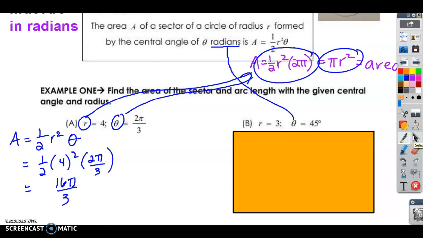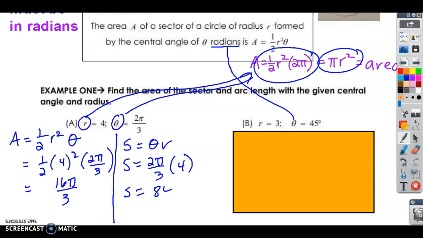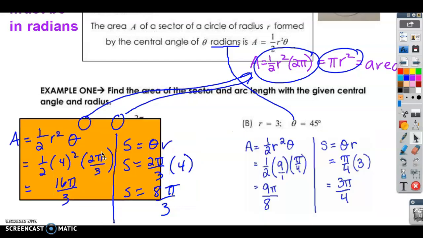Okay, so we've got one more thing to do here. We found the area. Now we're going to find the arc length, which is theta times r. So that's 2 pi over 3 times 4. So that should be 8 pi over 3. And if you are having trouble multiplying fractions, you need to get on that because that should be pretty natural by now. All right, so for B, we're going to do the exact same thing.